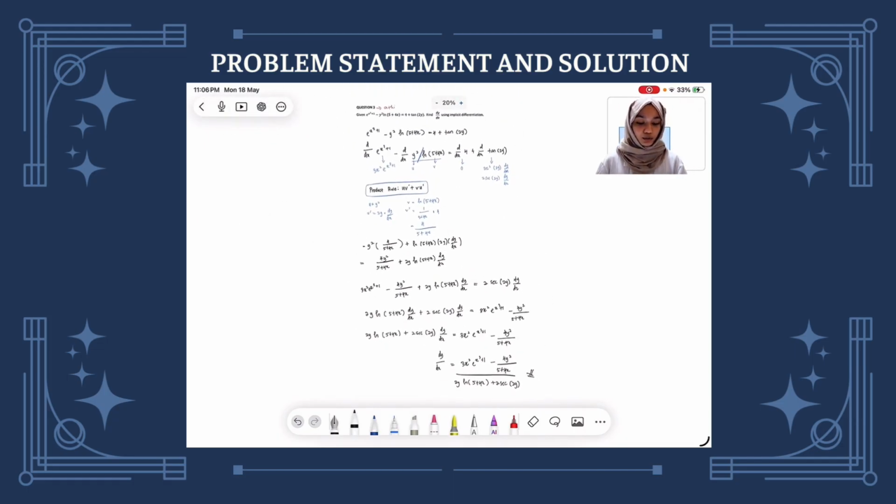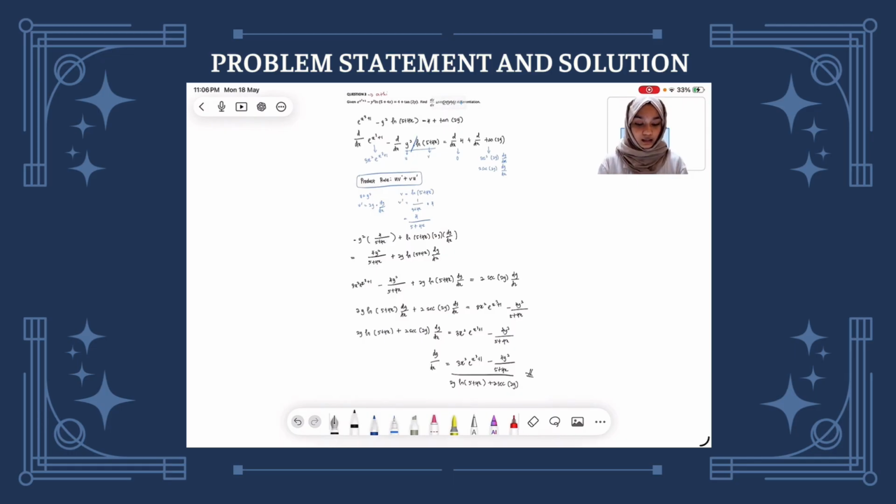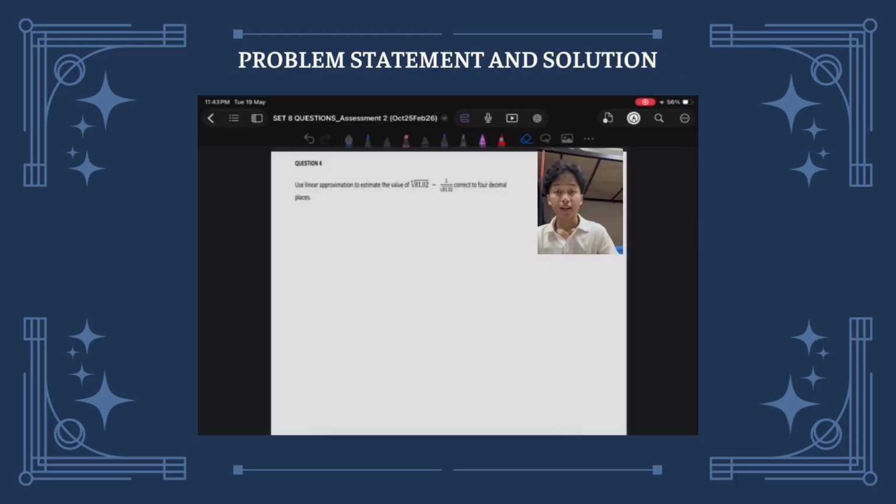This is how you solve this problem to find dy dx using implicit differentiation. That's all from me. Thank you. Thank you, Atira, for explaining question 3. So let's move on to question 4.